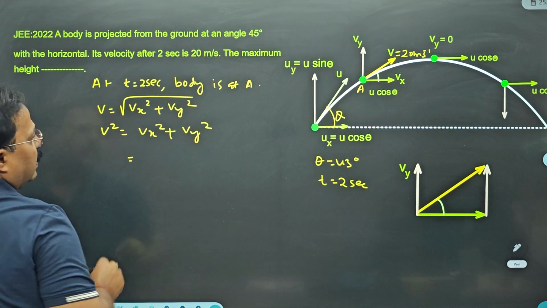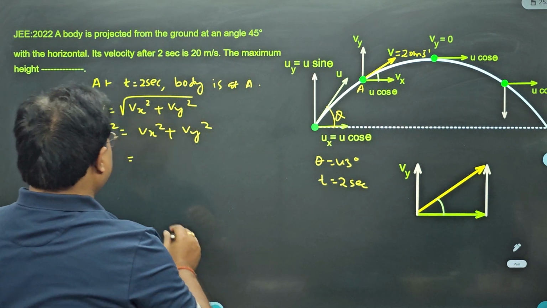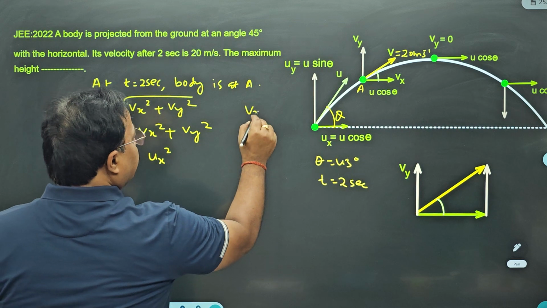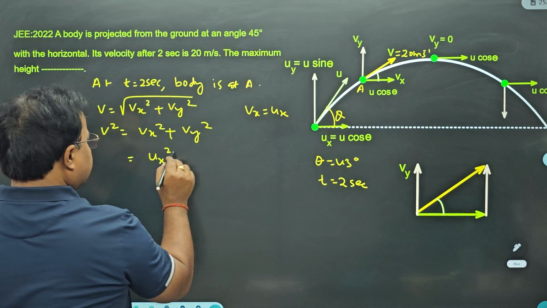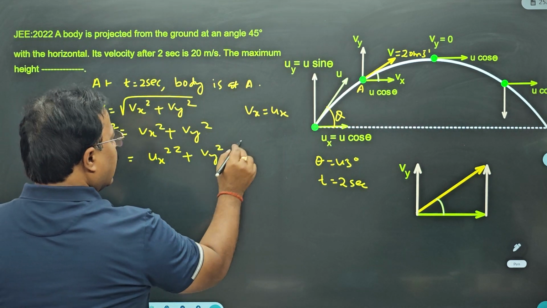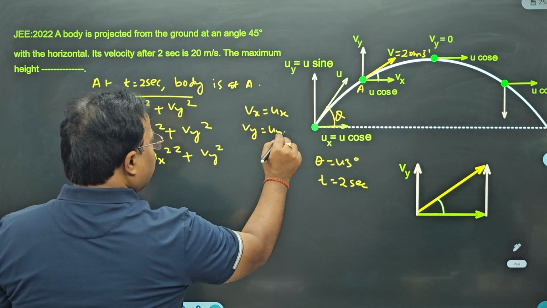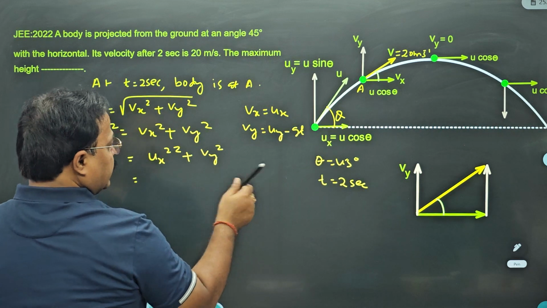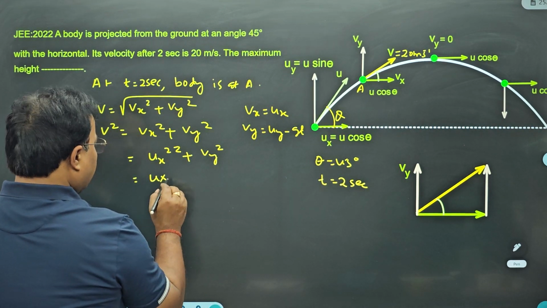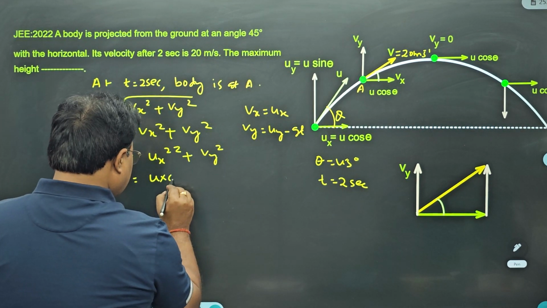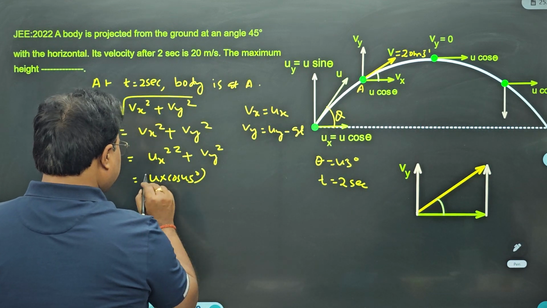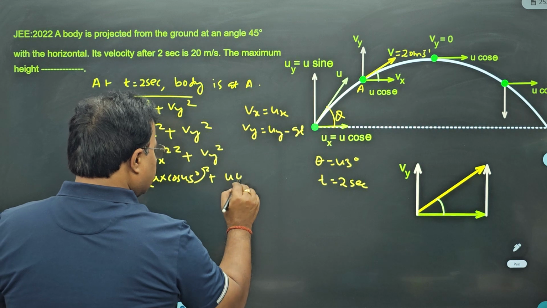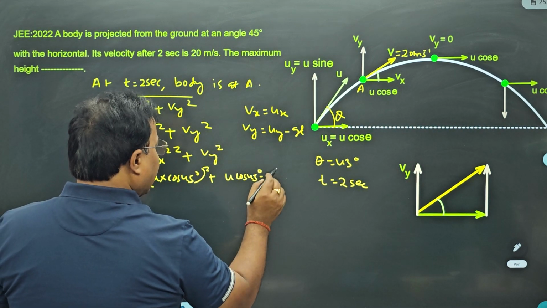You know very well, in a projectile motion, horizontal velocity remains constant. So instead of writing Vx, we can write Ux, because horizontal velocity does not change. Ux square plus Vy square. What is Vy? Vy is equal to Uy minus gt. What is Ux? Ux is equal to U cos theta, and theta is 45 degree.